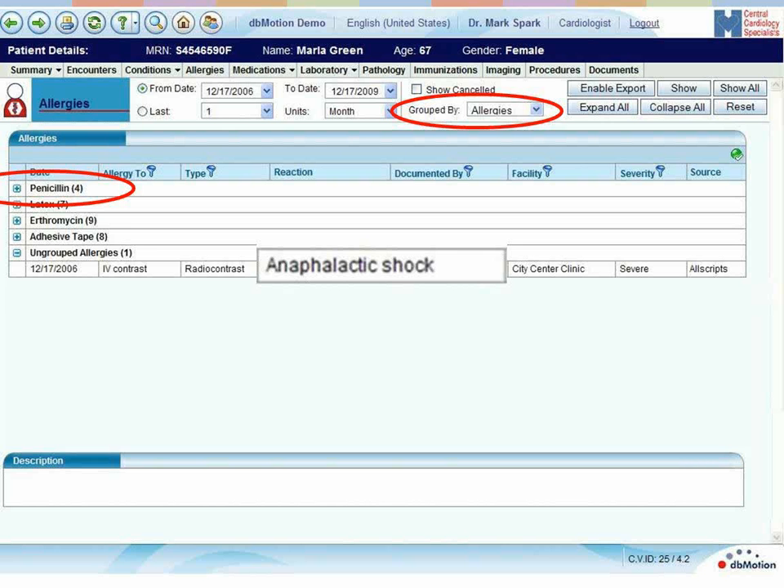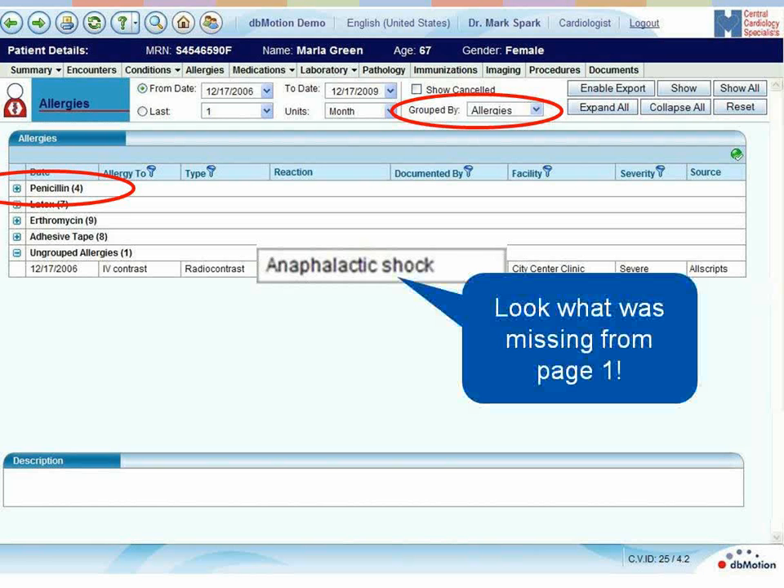This is not an unreasonable number of data exchange partners for the typical health information exchange to have, and this is the number of records of a single hypersensitivity condition. And look what we missed that was not on page 1 and was probably on page 3: a radio contrast allergy to which the patient has a history of anaphylactic shock.